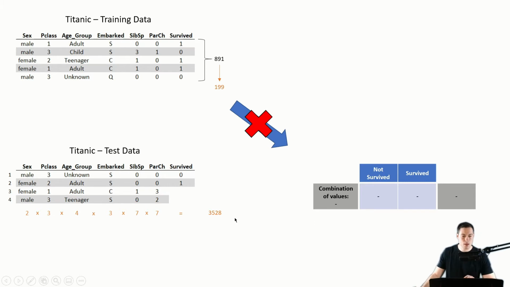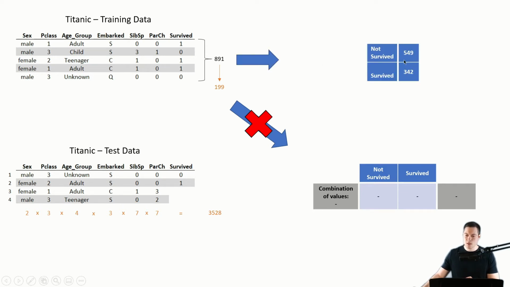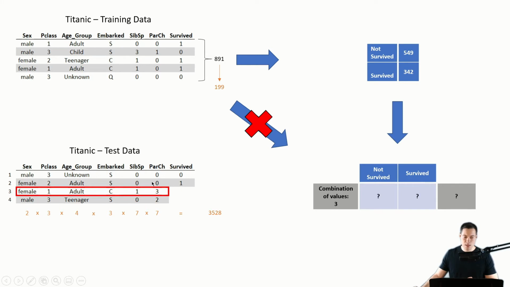So therefore now, let's actually write out how many survivors and non-survivors there actually are in this data set here. If we do that, then we can see that there are 549 non-survivors and 342 survivors. So what we now want to do is estimate how many of those 549 non-survivors we would expect to have a certain combination of values. For example, the combination of values from test passenger three, for which, as we have seen, we actually have 0 examples in our training data.